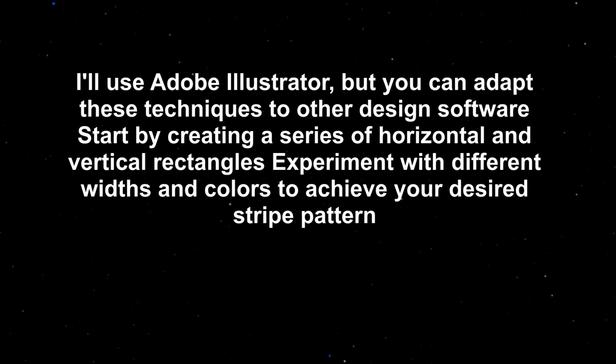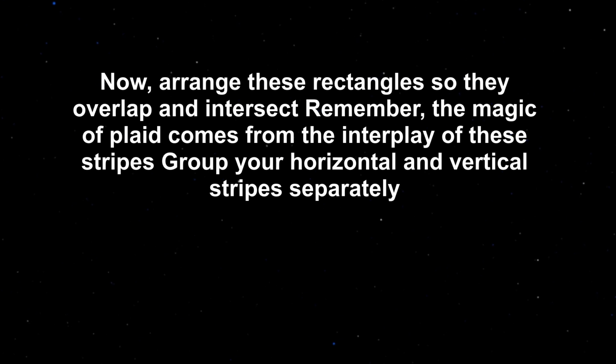Start by creating a series of horizontal and vertical rectangles. Experiment with different widths and colors to achieve your desired stripe pattern. Now, arrange these rectangles so they overlap and intersect. Remember, the magic of plaid comes from the interplay of these stripes. Group your horizontal and vertical stripes separately.